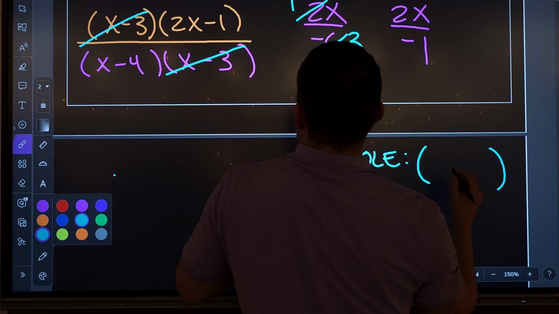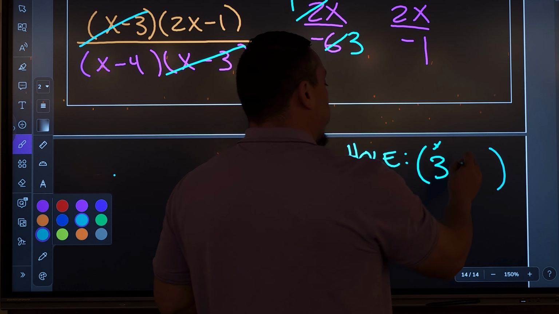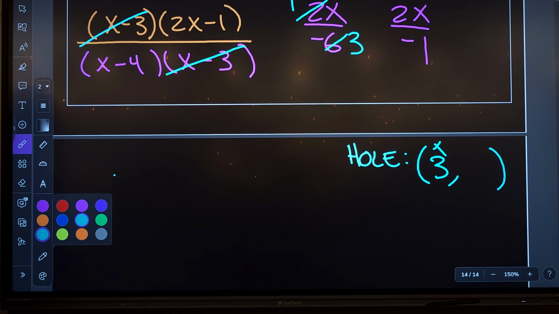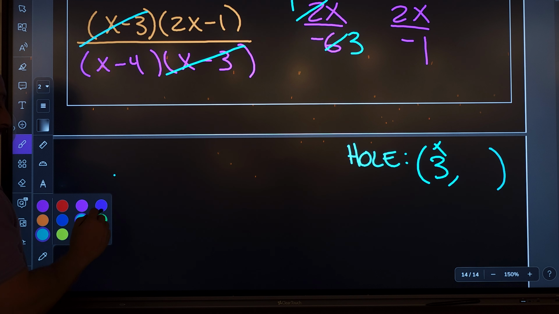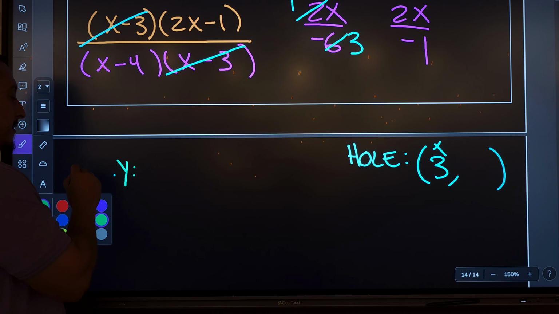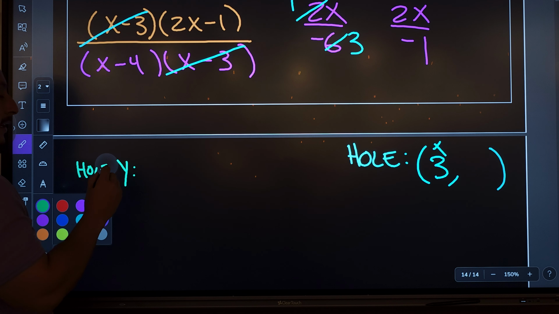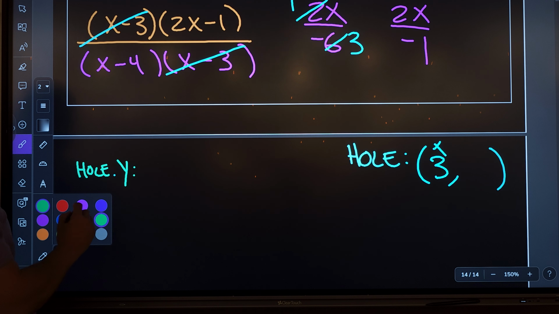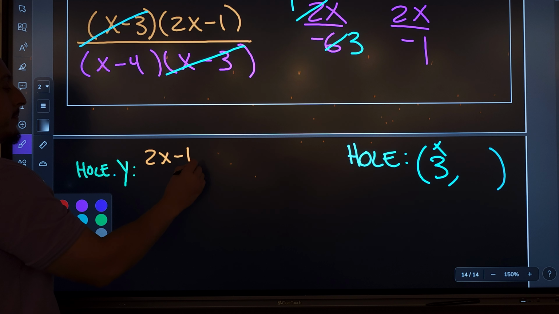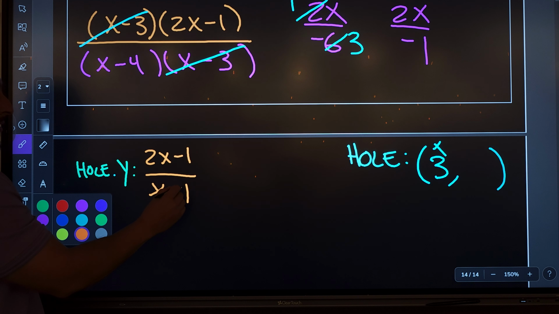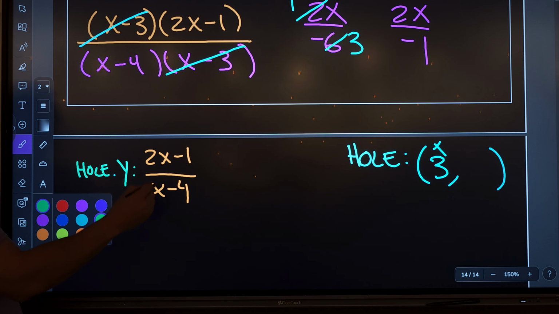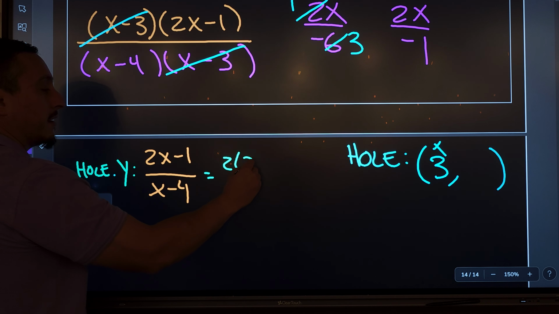At least that's the x of the hole. So not -3, but +3, because it's the opposite when you solve that. And then to get the y of the hole, you have to plug the 3 back into the leftover. So this is what I have left over. And so I plug a 3 back into both of those x's.